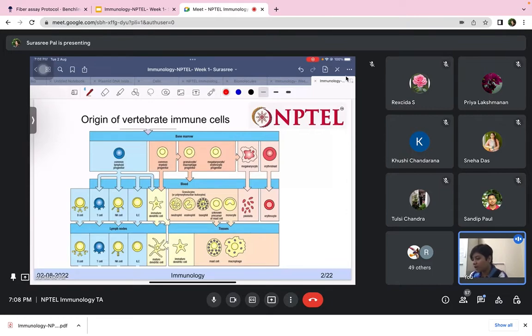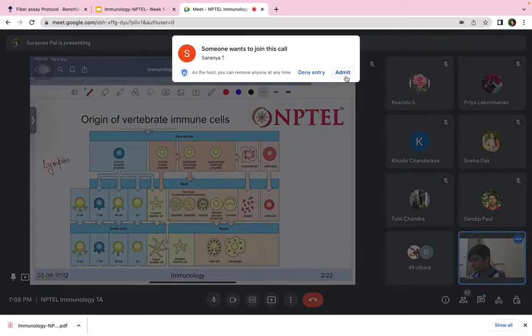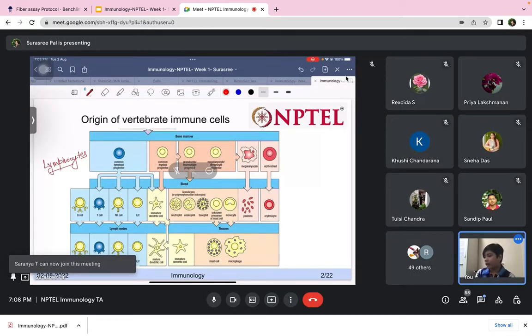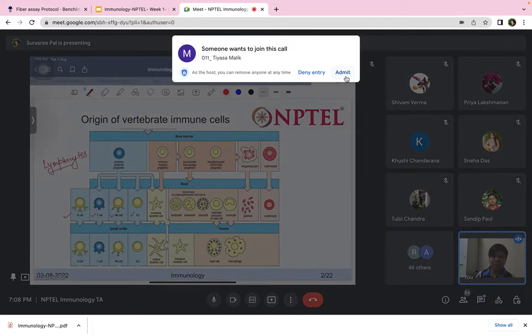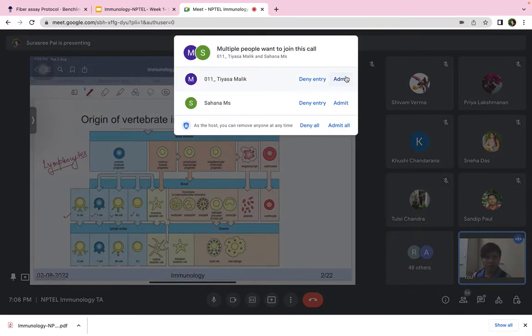So from the common lymphoid progenitor, you can see here the lymphocytes arise. Right. So you know what the different types of lymphocytes are, right? The B cell, T cells, and there are two other types of cells which are the NK cell and ILCs. ILCs are innate lymphoid cells. So what is innate, what is adaptive, we will learn later on.